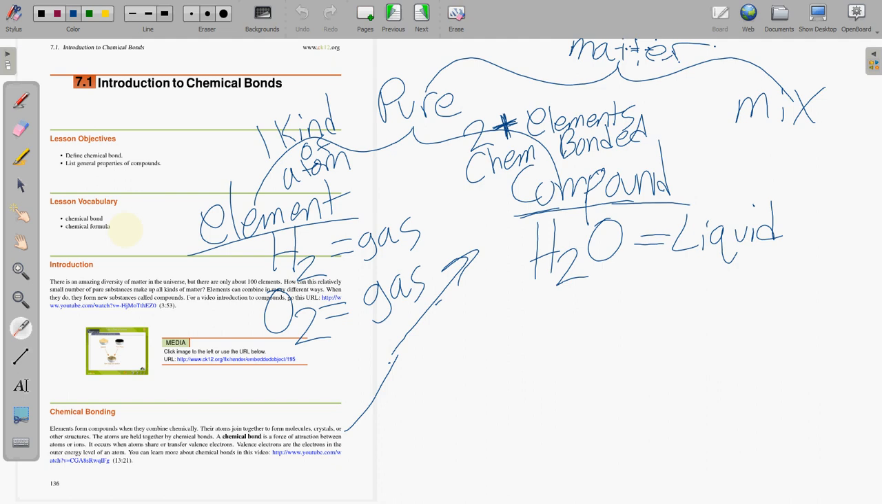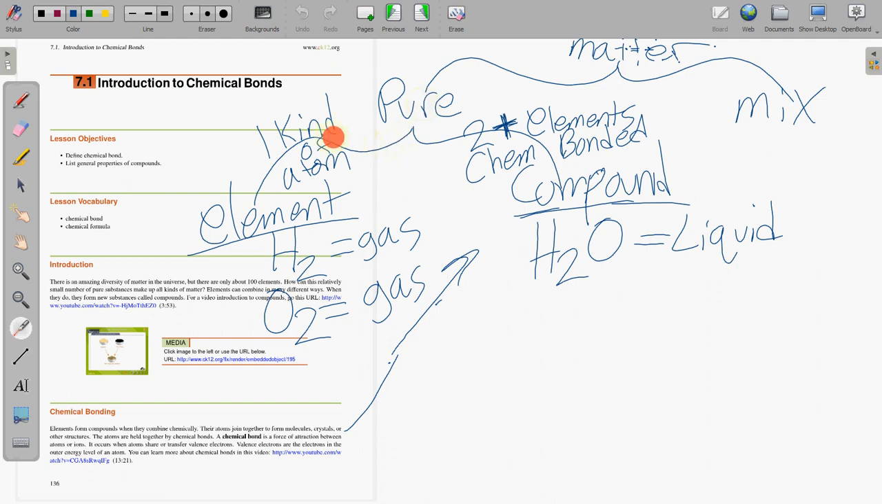So, right off the bat, it starts talking about chemical bonding and what they are. So, you may remember that we said that everything that has mass and volume is matter. Okay? And then matter can either be pure substance or it can be a mixture. And we're not really going to talk about mixtures today. We're going to talk about pure substances. Now, a pure substance is only one thing. That's what makes it pure.